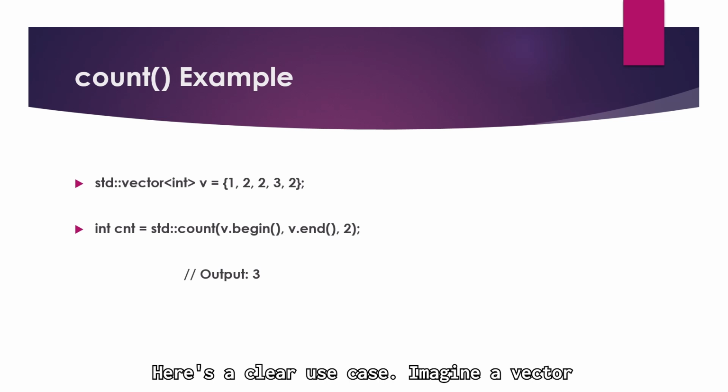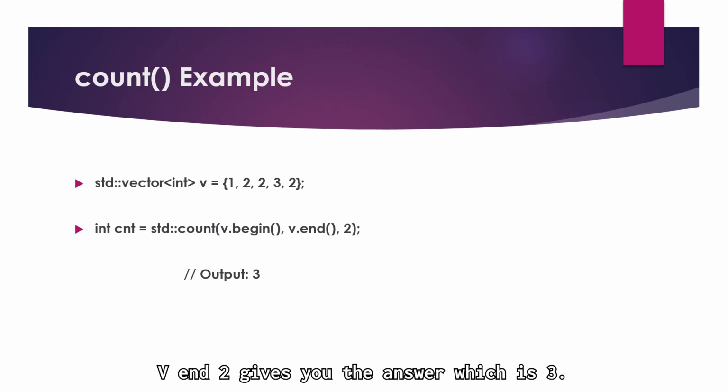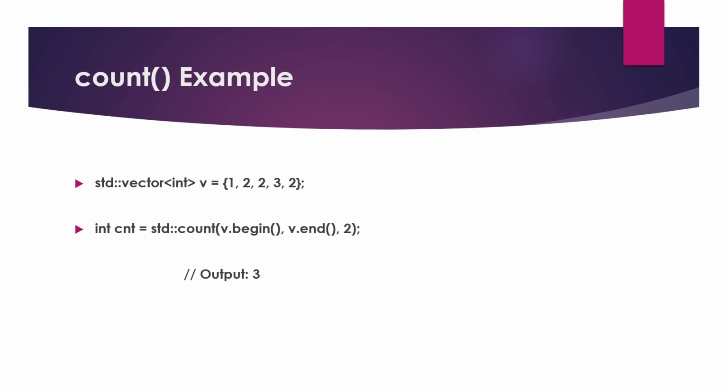Here's a clear use case. Imagine a vector with the elements 1, 2, 2, 3, and 2. You want to know how many times 2 appears. std::count(v.begin(), v.end(), 2) gives you the answer, which is 3. That's it. No loops, no counters, no conditionals. One line, that's the elegance STL algorithms bring to the table.